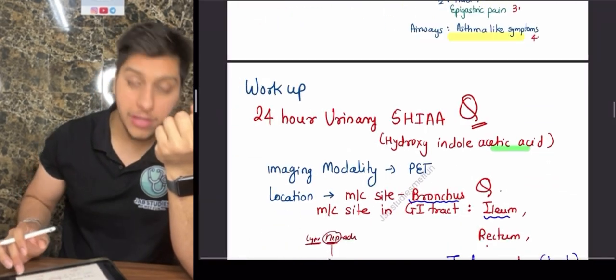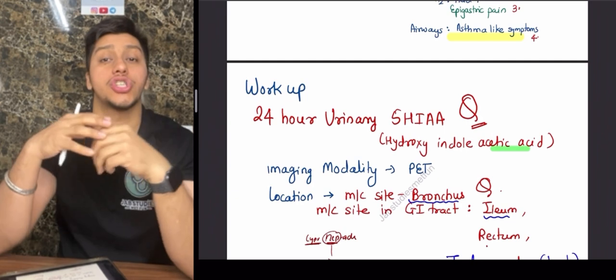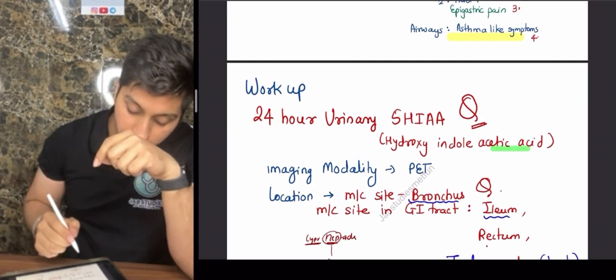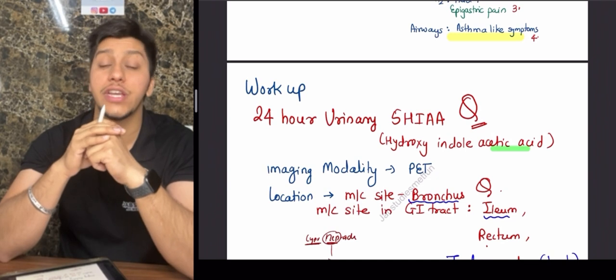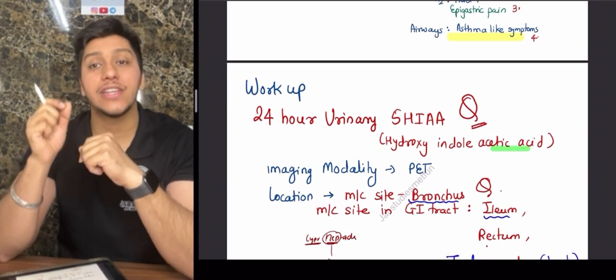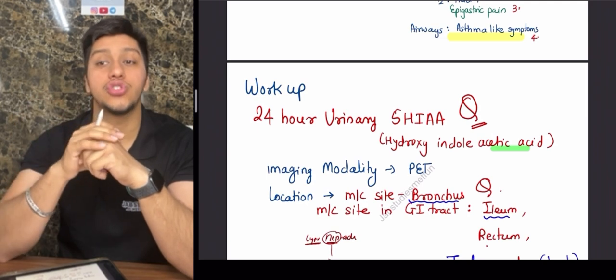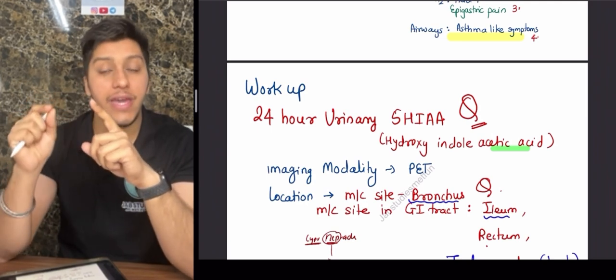If you ask what is the workup, obviously because the pathway is going towards the production of serotonin, that is why the 24 hours urinary metabolite, that is 5-hydroxyindoleacetic acid, which is 5-HIAA, is going to be the workup and investigation which you have to do. That is 24 hours urinary 5-HIAA.